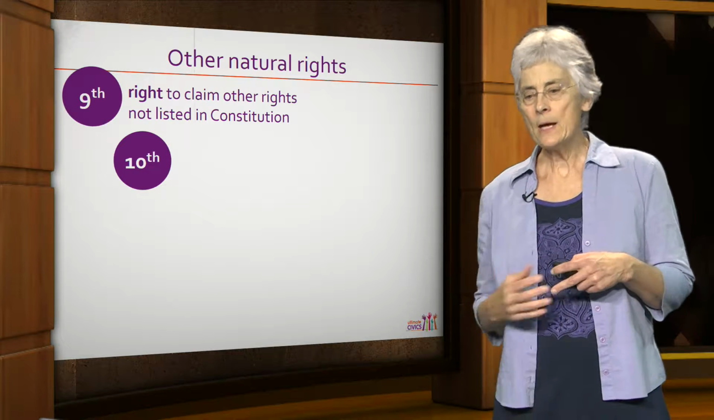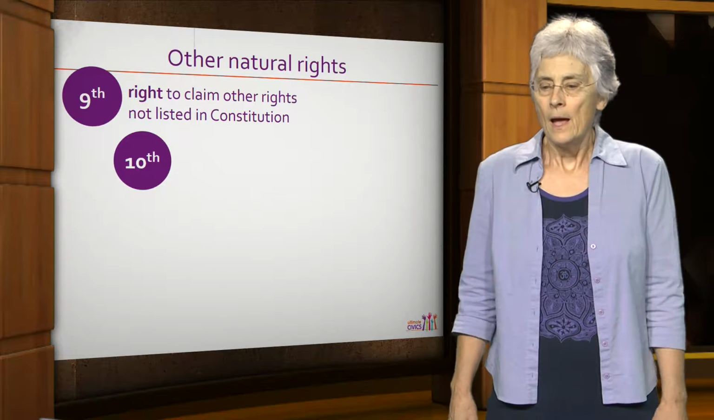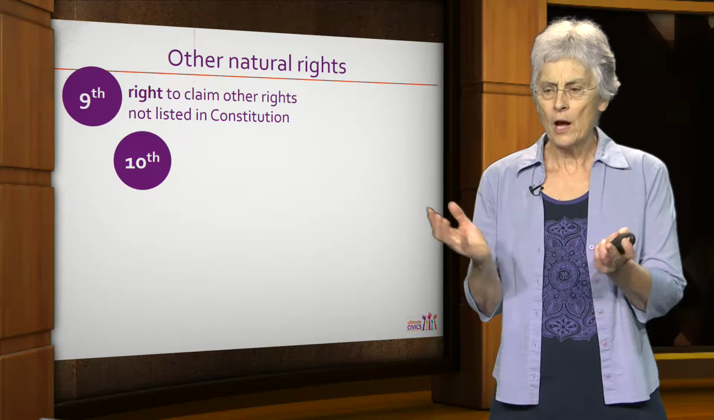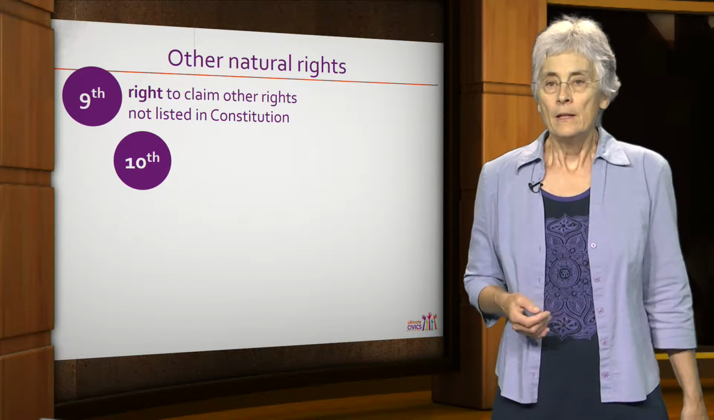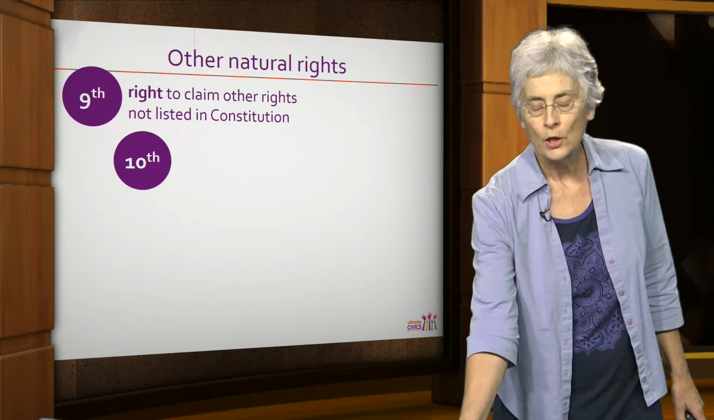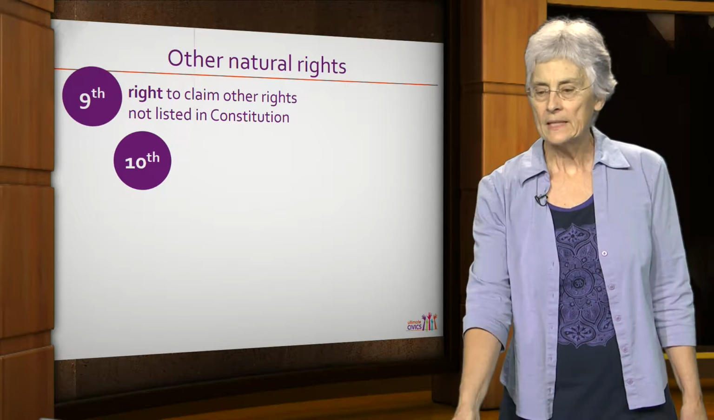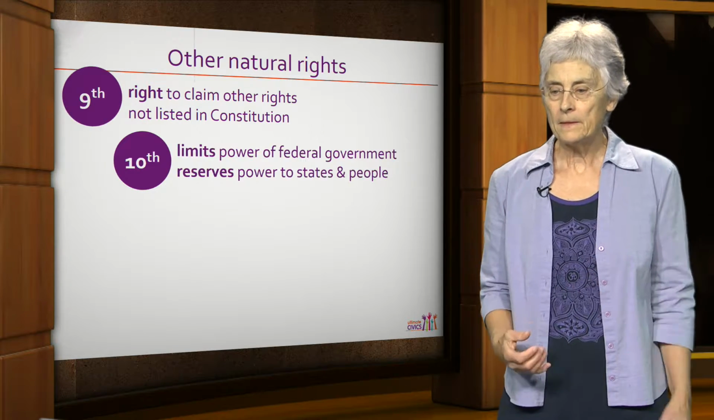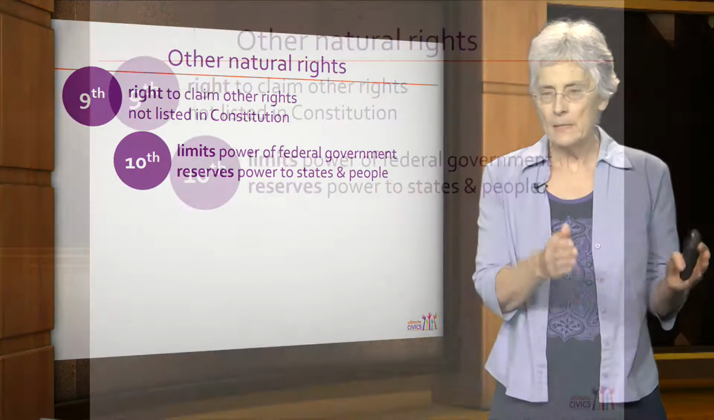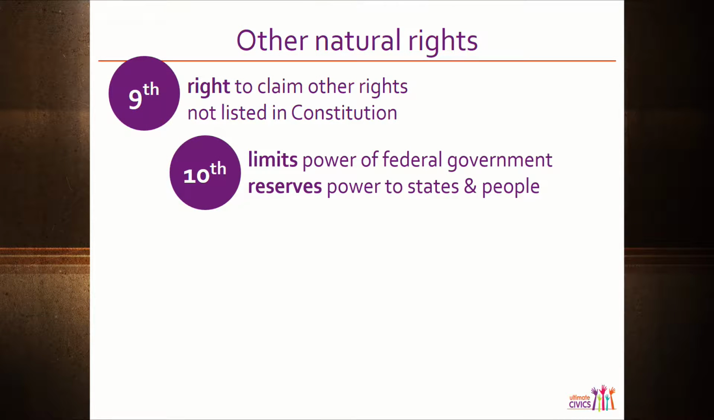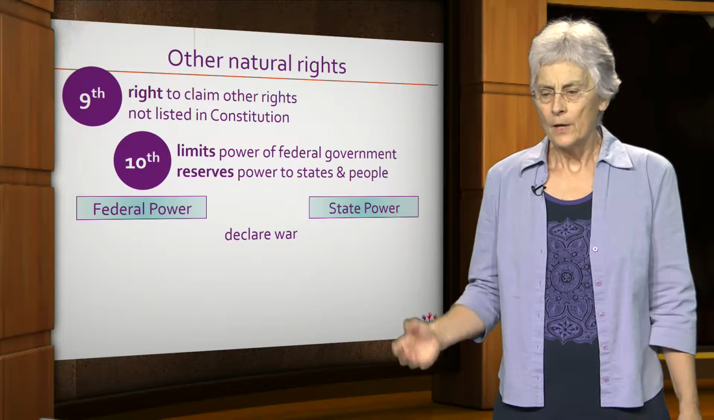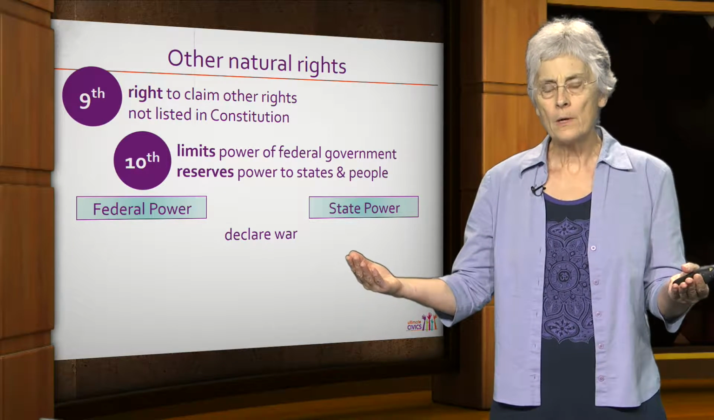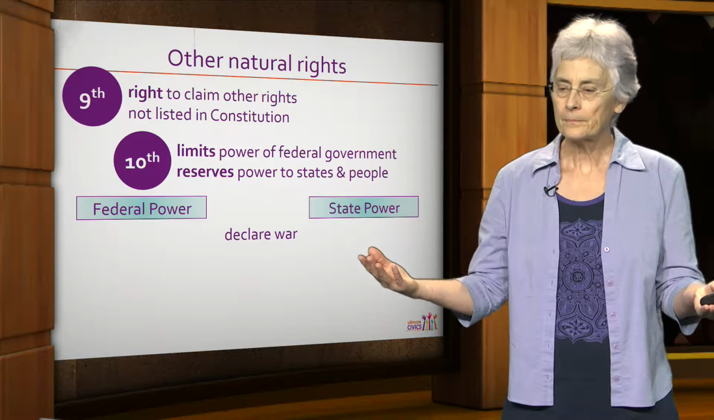We skip ahead now to the 9th and 10th Amendments, which are kind of a summary about other natural rights that we have. The 9th Amendment is incredibly difficult to read, but it's the right to claim other rights not listed in the Constitution. And the 10th is about reserved powers. It limits the power of the federal government by saying that there are powers reserved to the states and to the people. So let's look at that sharing of power among the state and the federal governments.